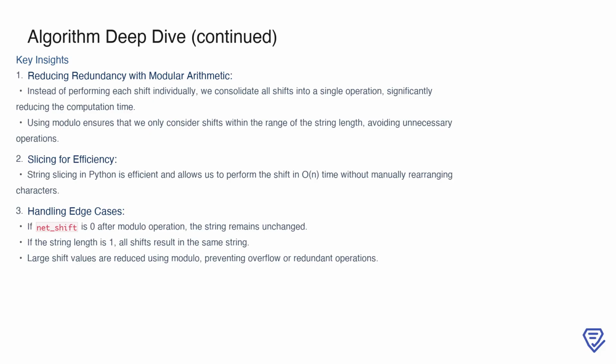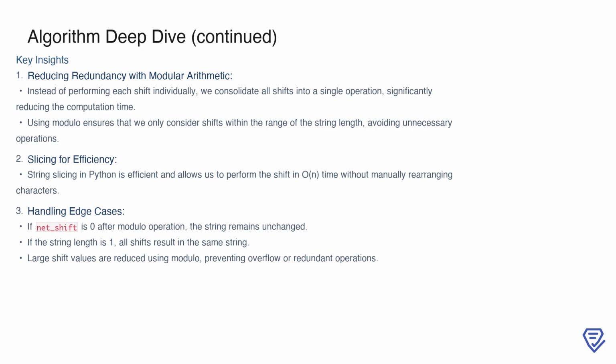Lastly, we account for edge cases to ensure correctness in all scenarios. For instance, if the net shift is 0 after the modulo operation, the string remains unchanged. Similarly, if the string has a length of 1, any number of shifts will result in the same string. By reducing large shift values using modulo, we avoid overflow and unnecessary computations, ensuring the algorithm handles even extreme inputs gracefully.